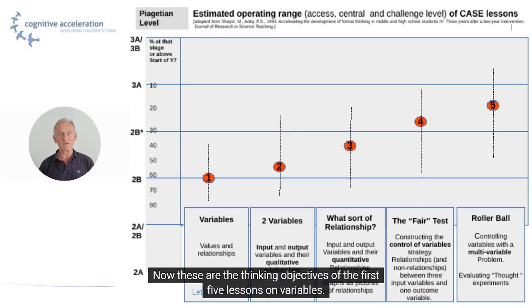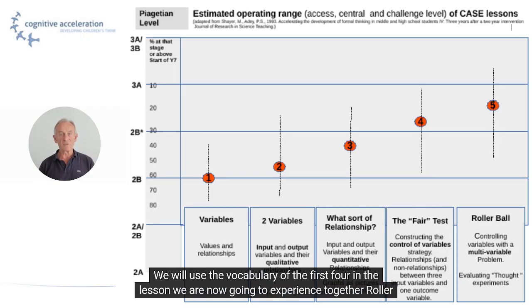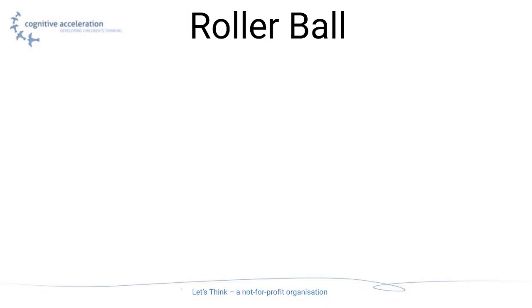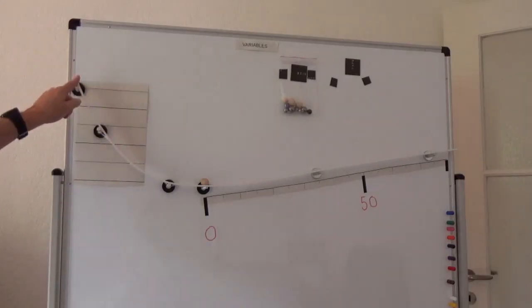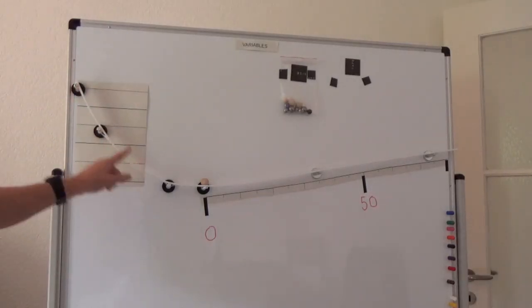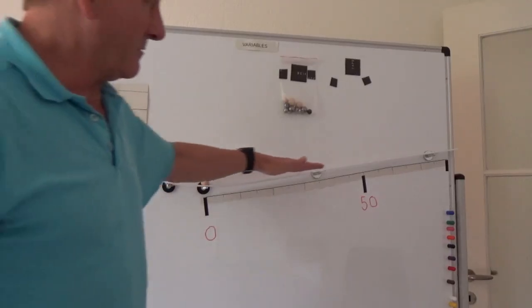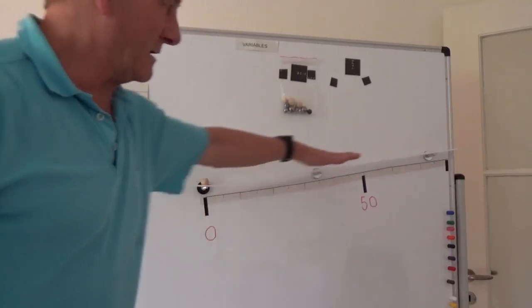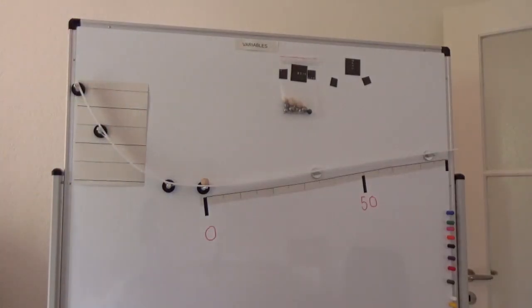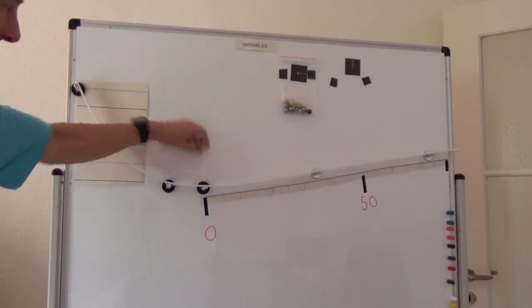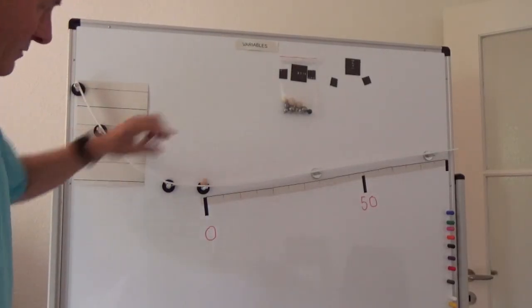Now these are the thinking objectives of the first 5 lessons on variables. We will use the vocabulary of the first 4 in the lesson we are now going to experience together, rollerball. As we can see, the rollerball track has a steep side at the left and then a shallowly rising, almost flat side on the right. And we have a place where the target ball can be put.